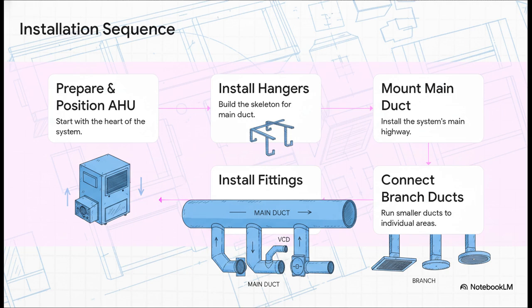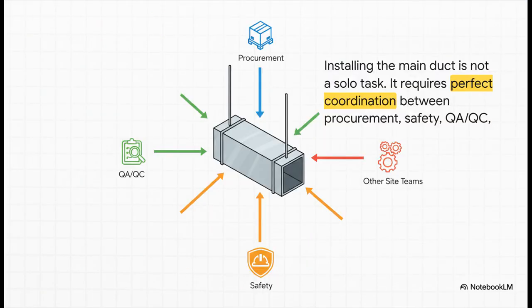Why? Because you have to establish the exact elevation and slope before you lift a single heavy duct section. Once the supports are in, you build the highway, the main duct, then connect the local roads or branch ducts, followed by all the control fittings and terminals. But you gotta remember, no step happens in a vacuum. Let's just take one single activity, installing the main duct, to see how procurement, safety, and quality control have to align perfectly for it to work.